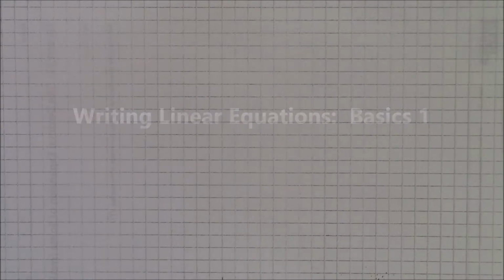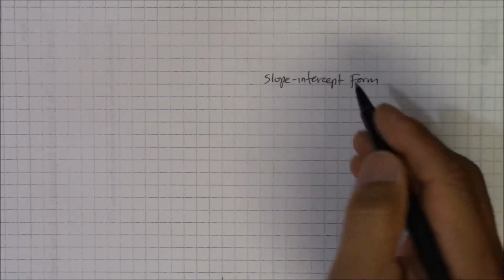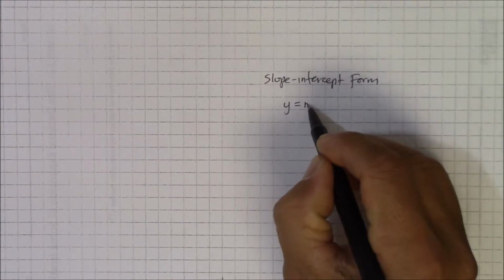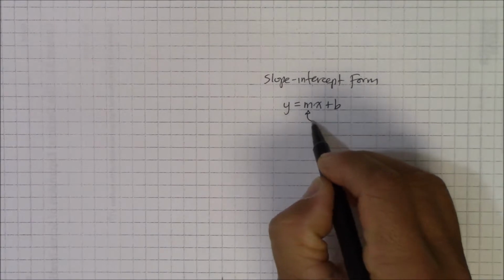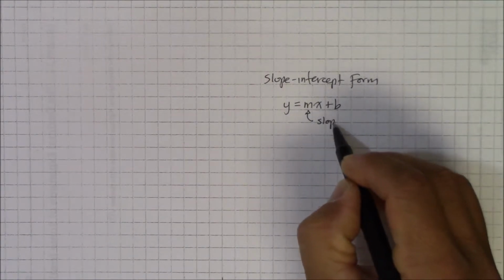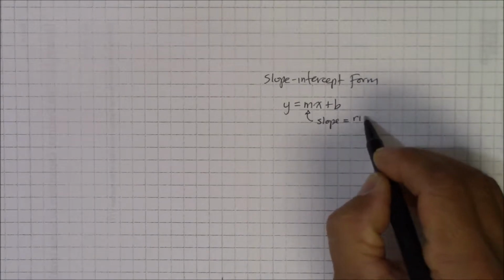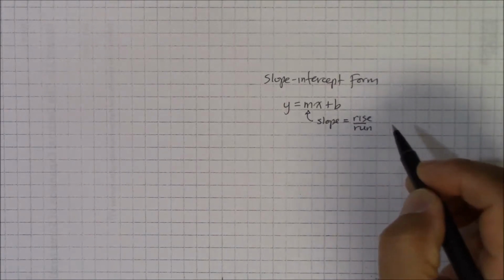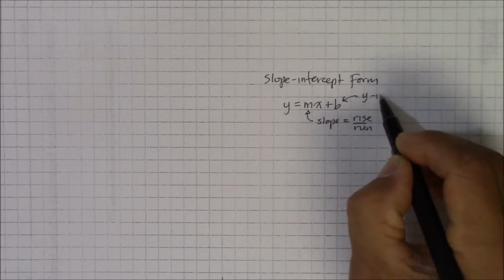Hi! This instructional video is about writing linear equations, particularly in the slope-intercept form, which is generally written as y is equal to mx plus b, where the letter m represents the slope, which is the ratio of the rise over run, and b represents the y-intercept. This is the y-intercept.